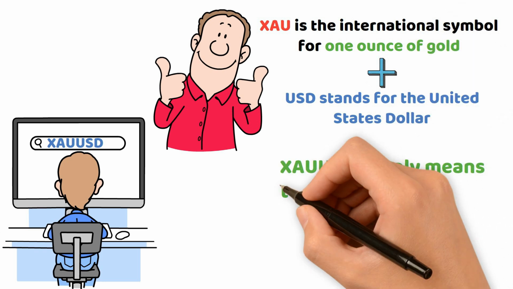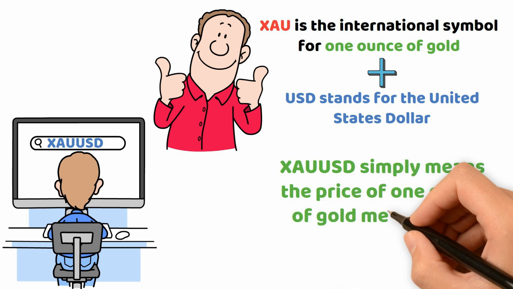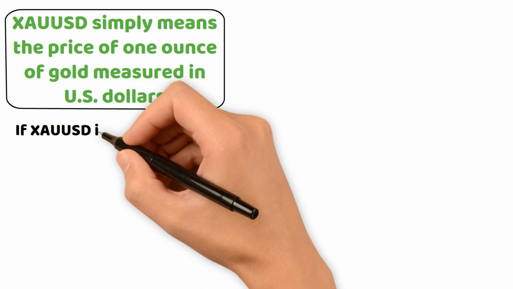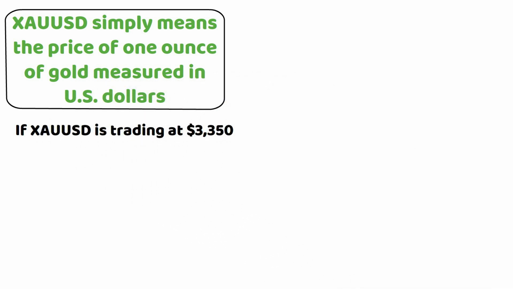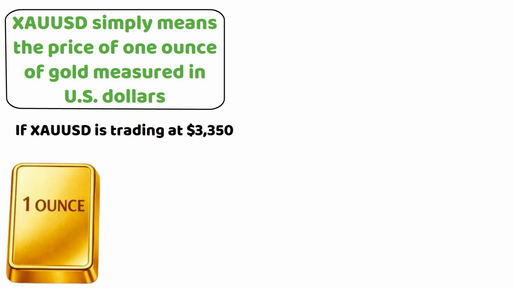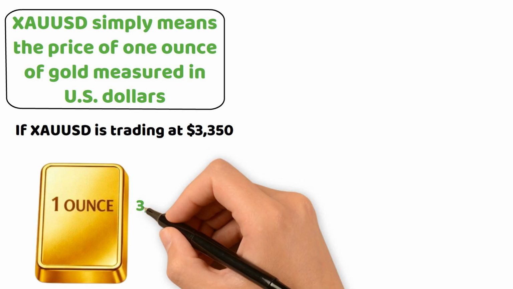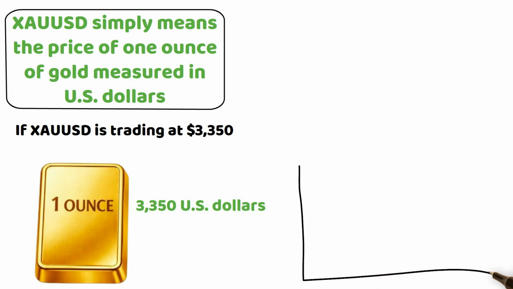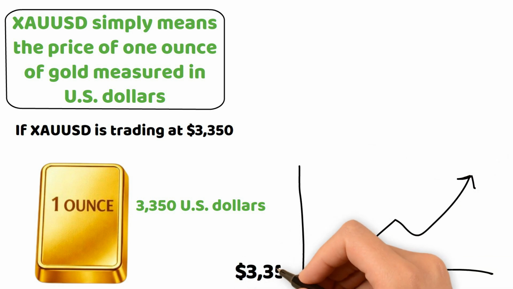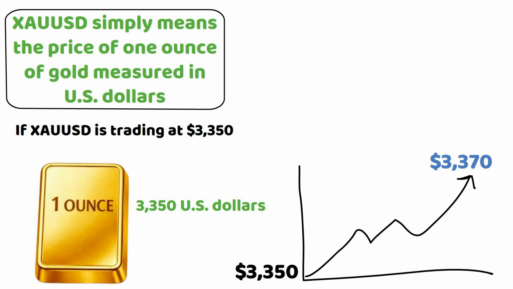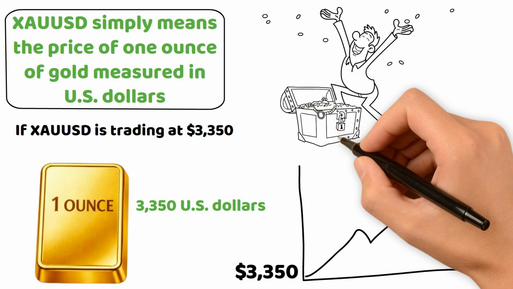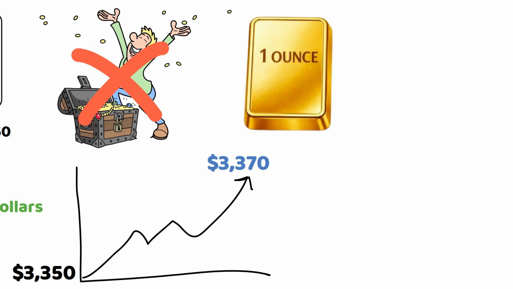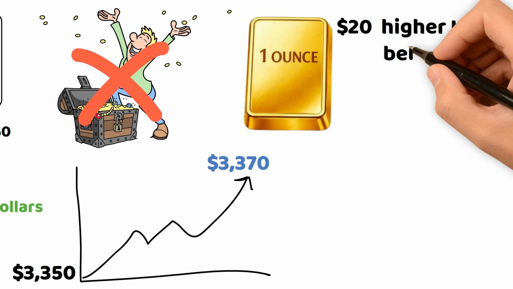XAUUSD simply means the price of 1 ounce of gold measured in US dollars. For example, if XAUUSD is trading at $3,350, it means 1 ounce of gold is worth $3,350 US dollars. Now imagine the price moves from $3,350 to $3,370. That doesn't mean someone found more gold overnight. It simply means the market now values 1 ounce of gold $20 higher than before.